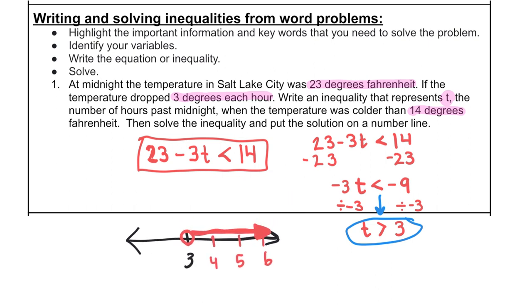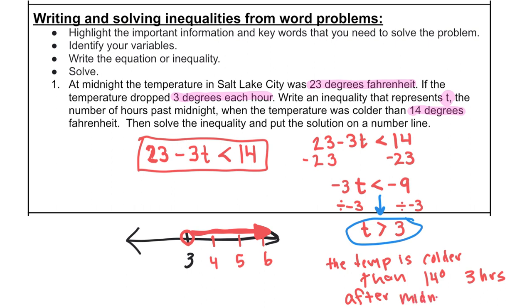So one thing to consider here is the actual wording of how our answer would be. And I would say the temperature is colder than 14 degrees after 3 hours after midnight. So there we go, at 3 o'clock, 4 o'clock, 5 o'clock after midnight.